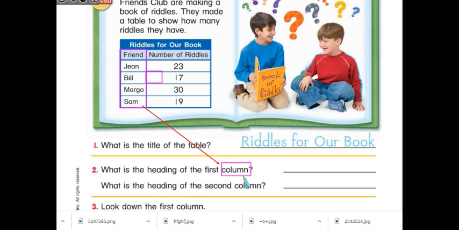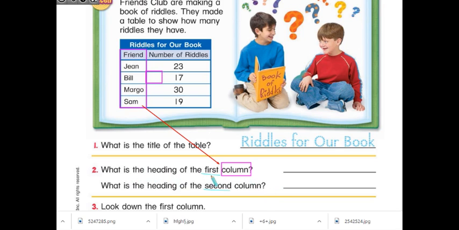This is the first column. What is the heading of the first column? That's friend. And what is the heading of the second column? Don't forget that we've learned about first and second ordinals. This is the first column and this is the second column. Now let's check the second column.